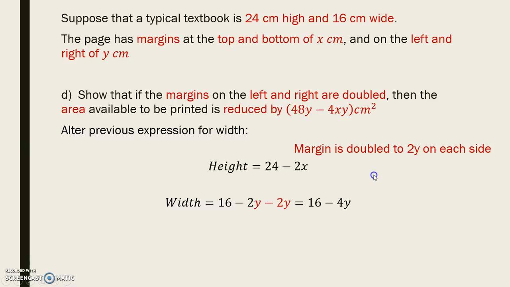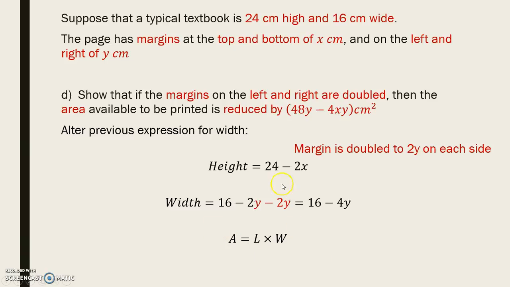Interestingly enough, a good question to ask at this point is, what's the biggest margin we can have on the left and right? Let me think about that. If the margin was 4 on the left and right, we'd substitute in 4 for the y here. You get 16 take 4 times 4 equals 0. So if the margin was 4 centimeters, we'd have nowhere to write. So that's talking about reasonableness of a solution.